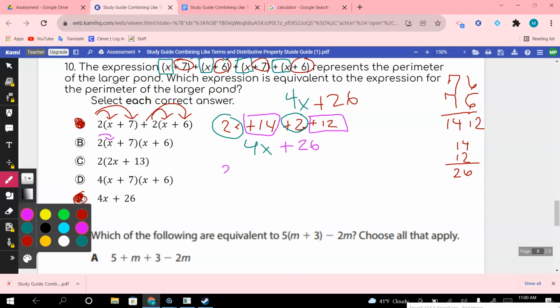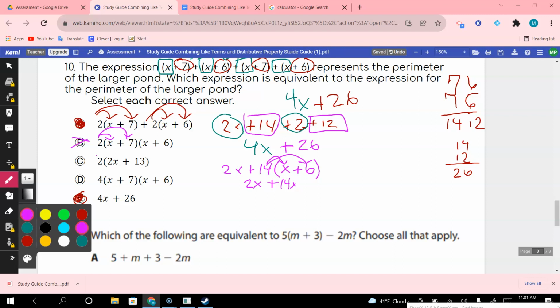2 times x is 2x. 2 times 7 is 14. And then we're multiplying that times x plus 6. So then you're doing 2x and then plus 14x and 14 times 6. But we already know that the 14x can't possibly be the answer because we only had 4x. So B is not a correct answer.